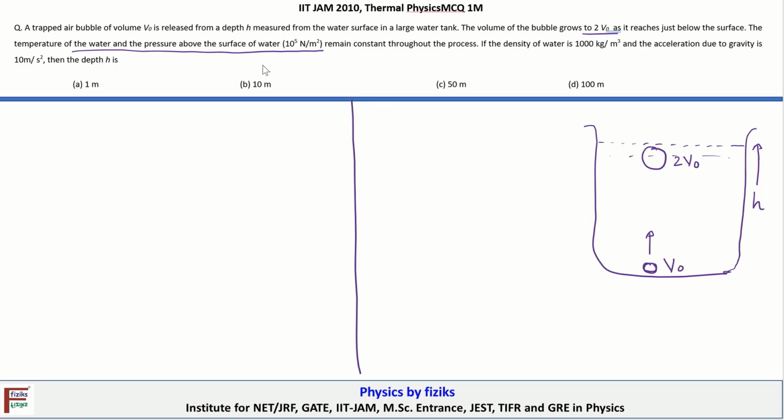Now let this height be h, so this is basically the height of the water column in the tank. It's further given that the atmospheric pressure which is acting at the surface of the water is equal to 10 power 5 Newton per meter square. This is also given to us. Now this air bubble is moving from the bottom of the tank to the surface of the water level.